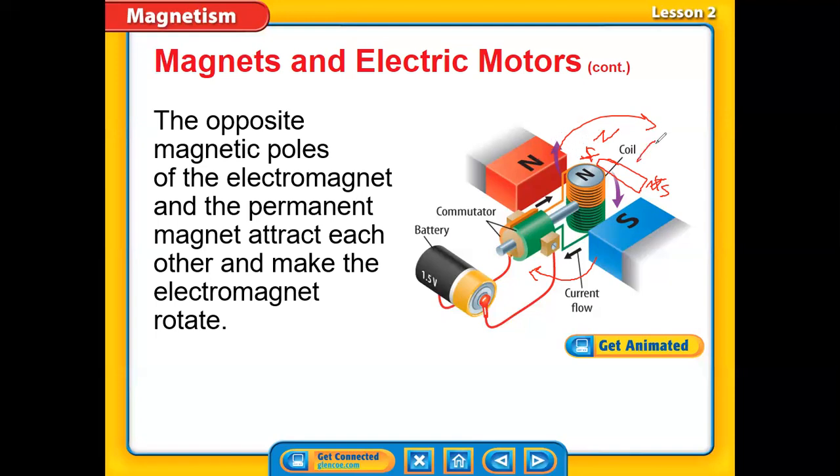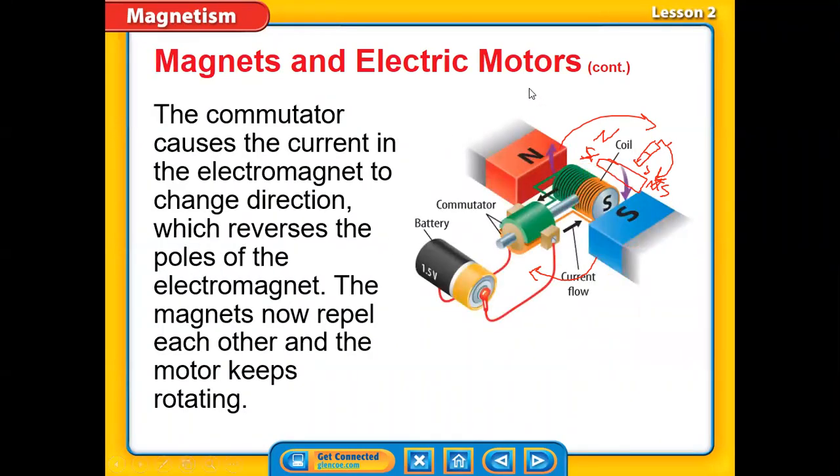After a while, it will be vertical again. Once it becomes vertical again, the two poles of the battery return to the position. So in that case, that will be north and that will be south, so it will keep repelling, so it will keep rotating like this. So the commutator changes the electric poles of the magnet, to ensure that the magnet keeps repelling.